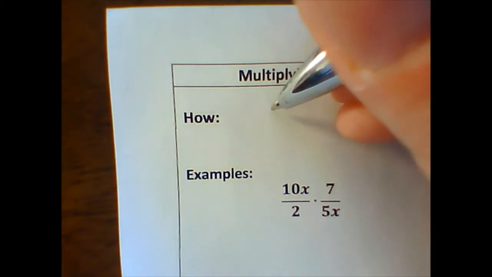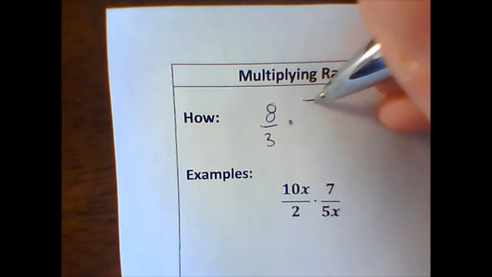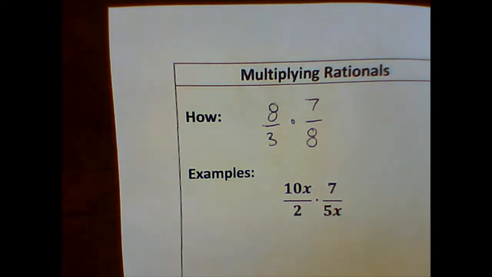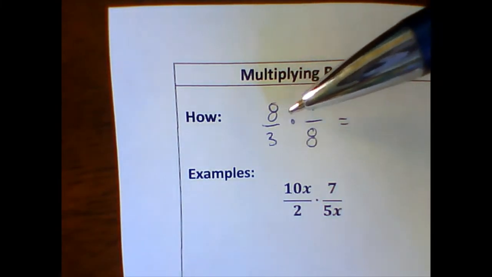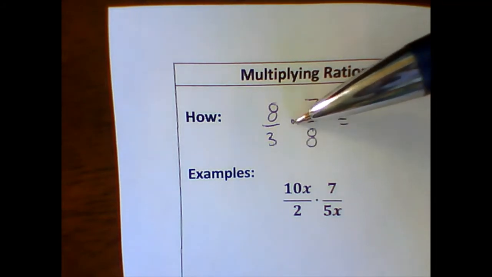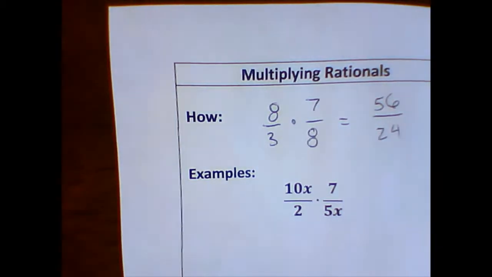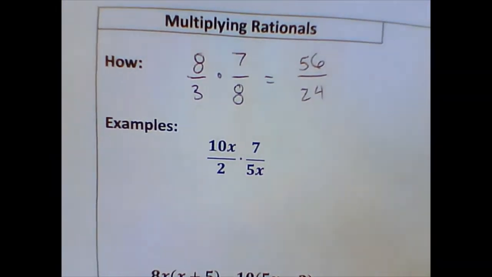So first of all, let's talk about how we multiply normal fractions, fractions that don't look strange. So we have two random fractions, and normally we can multiply the top, 8 times 7, and the bottom, 3 times 8. And that's how you normally multiply fractions. So 8 times 7 is 56, and 3 times 8 becomes 24.